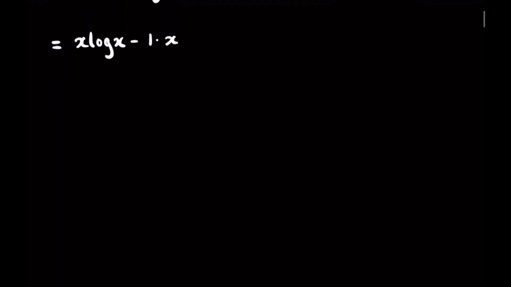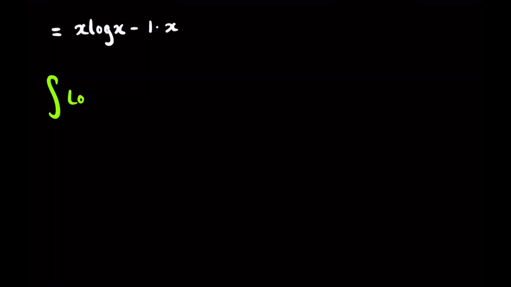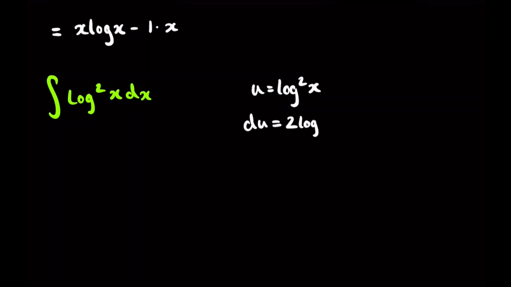Now that we have this, let's move on to evaluating the integral of log squared of x dx. Again, using integration by parts, we can set u equal to log squared of x. Therefore, du is equal to 2 log x times 1 over x. And I just obtained this using the chain rule. And dv would be equal to the dx in our integral, and therefore v would just be equal to x.